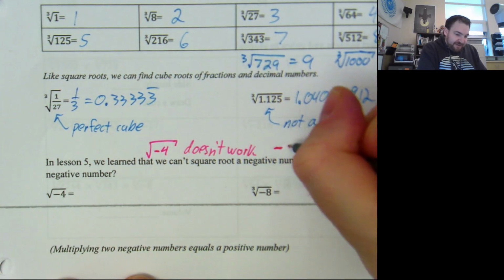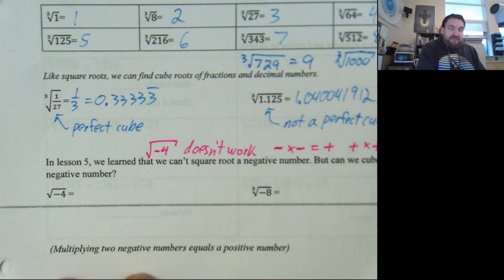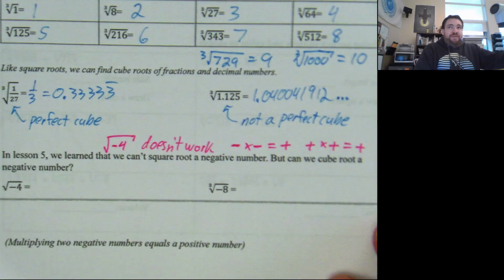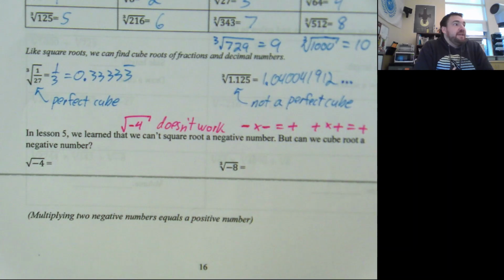A negative times a negative equals a positive, and a positive times a positive equals a positive. So you cannot take the square root of a negative number. But can you take the cube root of a negative number? Can you have a number that multiplies by itself 3 times to give you something negative? You assume so.